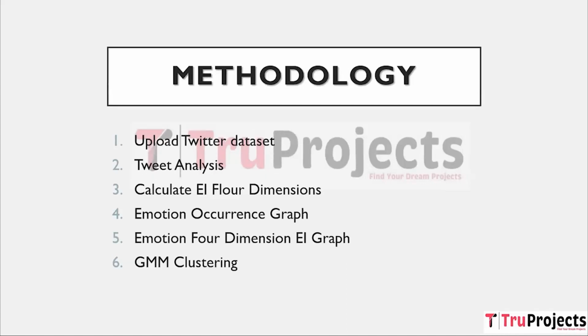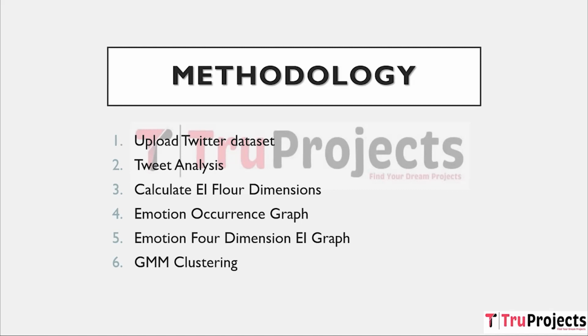These are the design modules and methodology for execution of the project. First one is upload Twitter dataset. In this module, the project involves loading the Twitter dataset, which is stored in JSON format, into the project environment. Next one is tweet analysis. Upon uploading the Twitter dataset, the project engages in a comprehensive analysis of each user's tweet. This includes extracting various details such as username, number of followers, tweet text, etc.